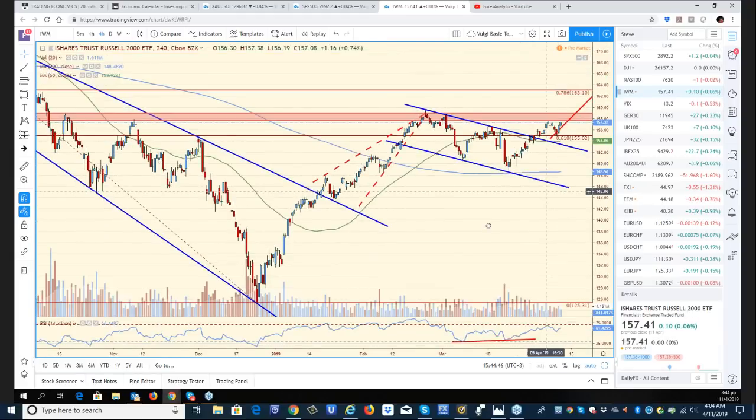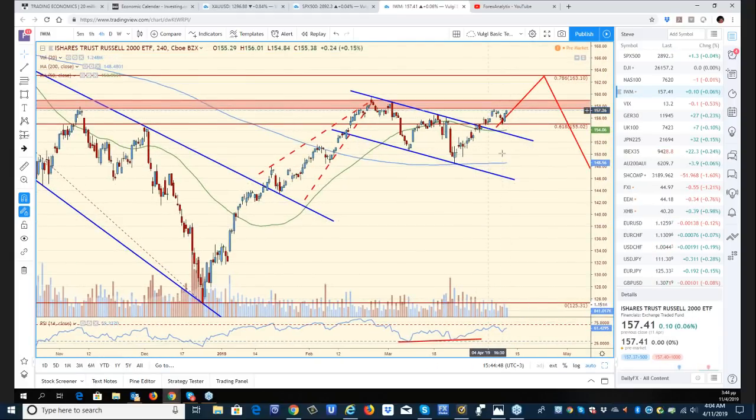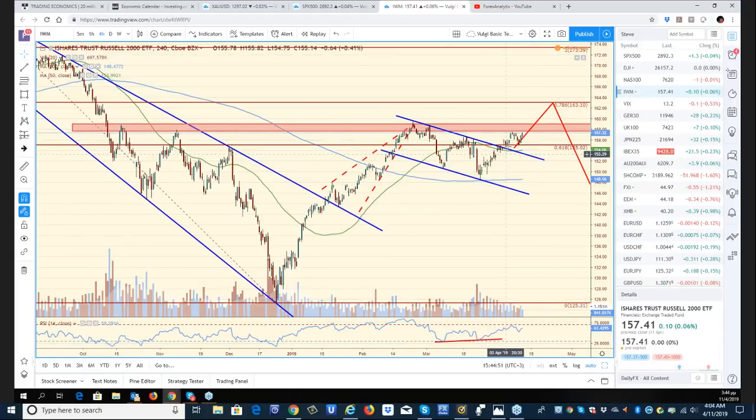I remember the other day, Kostas mentioned the Russell breaking down. It was a day before yesterday. I said that, yeah, the Russell is the index I'm less bearish on in the short term, because we had this ABC, textbook corrective formation, and that would imply another push to new highs. At least a higher high from this 160 high.